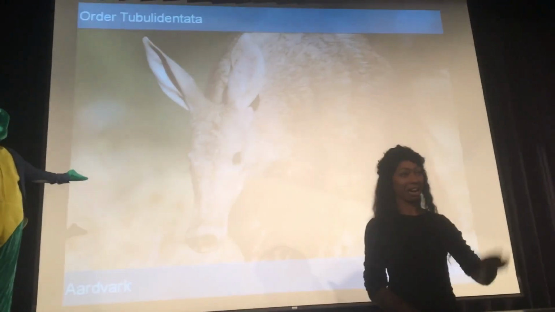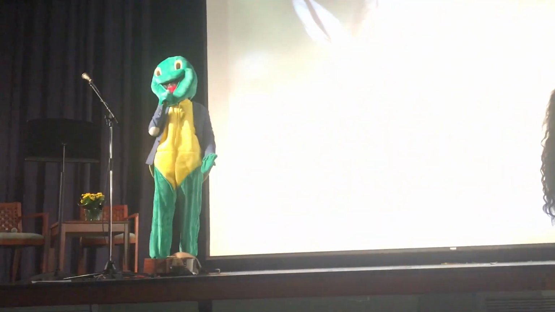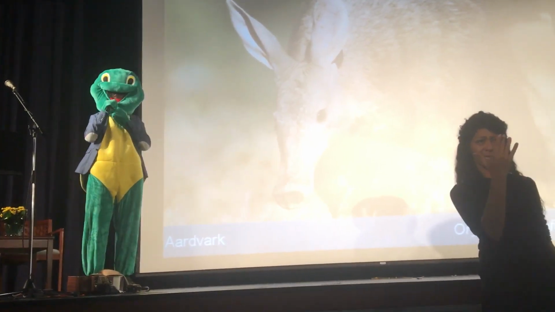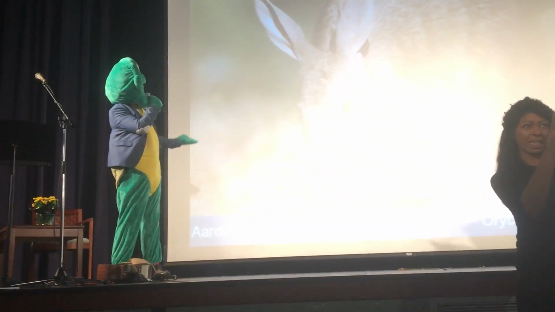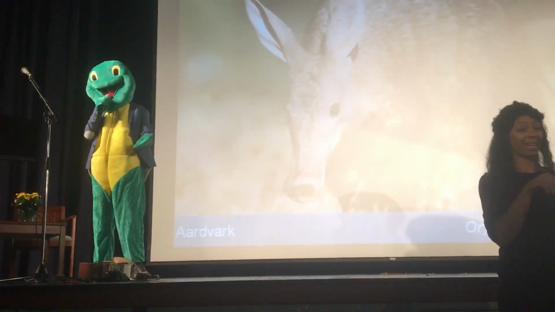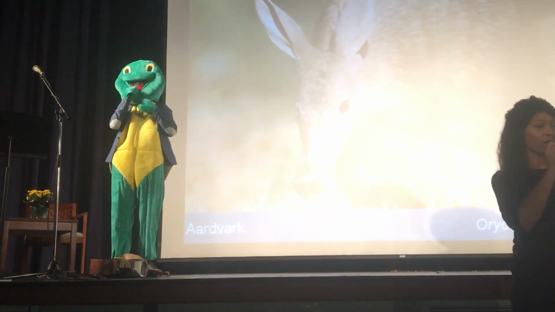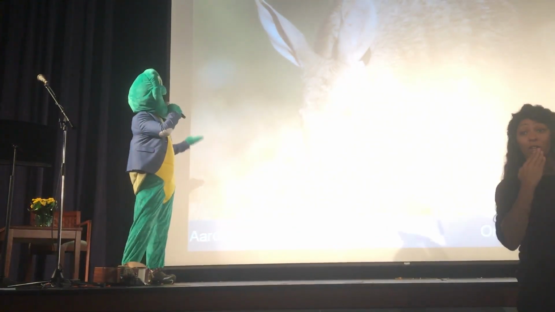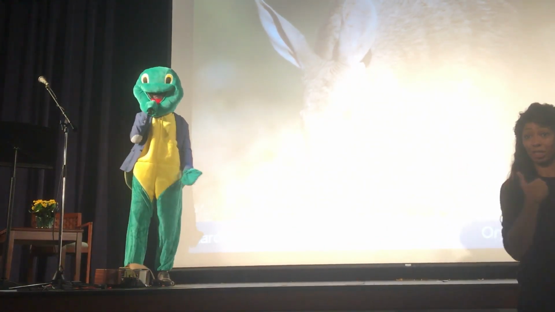Next slide, please. This is order Tubulidentata. It contains one species, the aardvark. Now you might be thinking to yourself, wait, Dr. Turtleman, I've seen South American anteaters that look just like this. But in fact, South American anteaters and the aardvark are not related at all. The aardvark roams all across Central Africa and is an extremely effective and successful species. But despite that, all of its closest relatives have gone extinct.